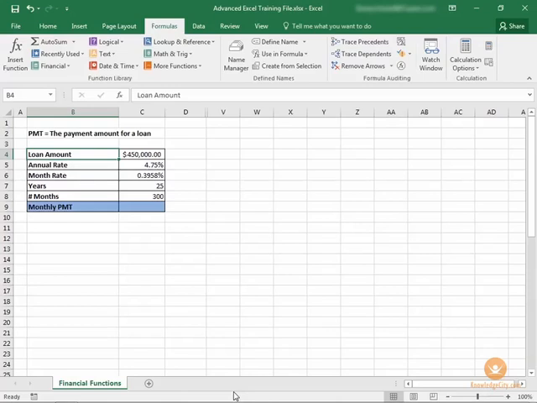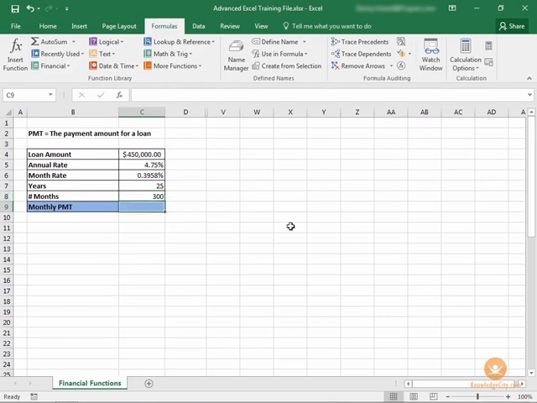In this lesson, we'll learn how to calculate the payment amount for a loan. So let's say we have our loan amount of $450,000. We've got an annual rate of 4.75%. The month rate is just the annual rate divided by 12. We've got a 25-year term, and the number of months is just 25 years times 12 months in a year. So we have 300 months to pay off this loan.